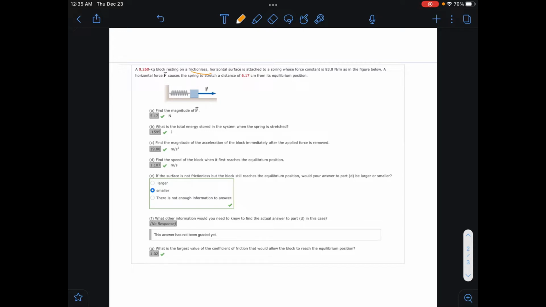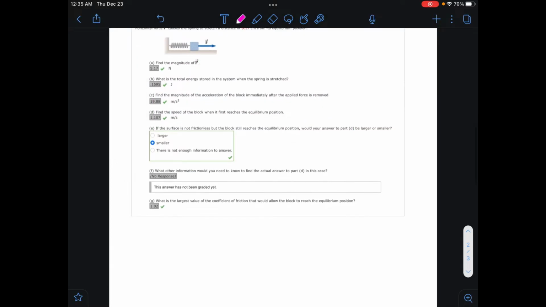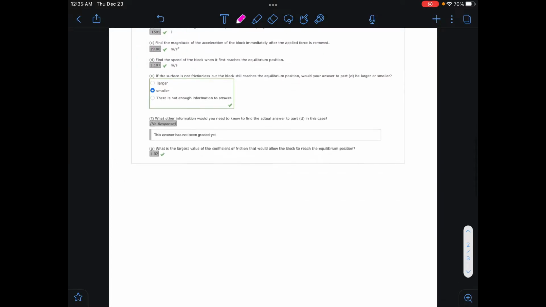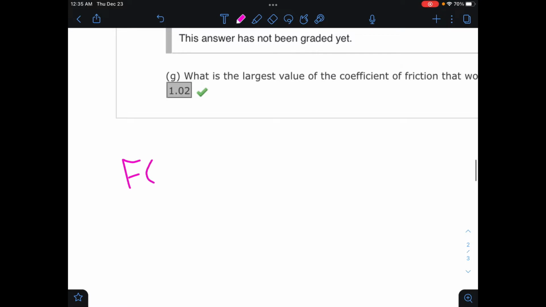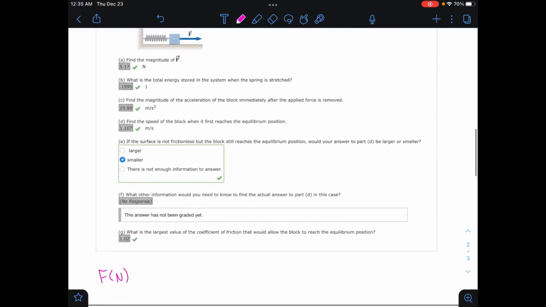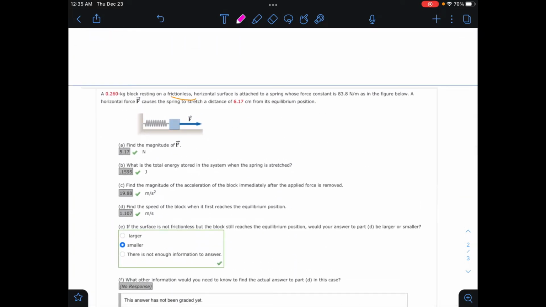A horizontal force causes the spring to stretch a distance of 6.17 centimeters from equilibrium. Find the magnitude F. For this first part, here is a little trick you can do with the units. We know force is measured in newtons. Here we are given newton meters and centimeters, which can be converted to meters. So we can multiply our spring constant times the distance to find the force required to move at that distance.